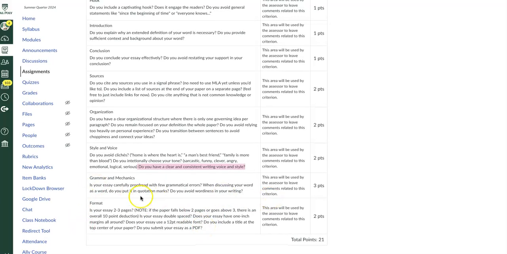Okay, last but not least is just the logistics. Is your essay between 2 and 3 pages? Note if the paper falls below 2 pages or goes above 3, there's an overall 10-point deduction. Is your essay double-spaced? Does your essay have 1-inch margins all around? Is it 12-point readable font? Do you include a title at the top center of your paper? And do you submit your essay as a PDF? Those are just like simple check mark things.